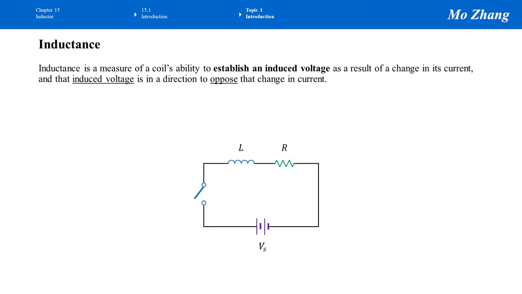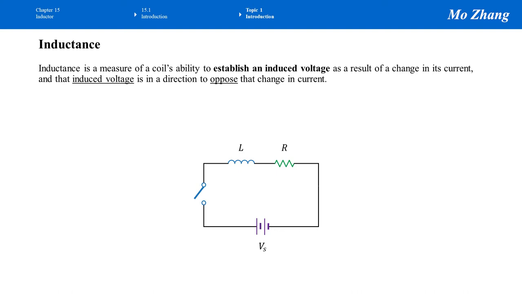This is the simplest inductor circuit. As you can see, there is a voltage source, a switch, and an inductor connected in series with a resistor. That resistor is necessary, otherwise, once we close the switch, without a resistor, this is a short circuit. Since the ideal inductor is just a piece of wire, it has no resistance. So that resistor here is necessary, is required.